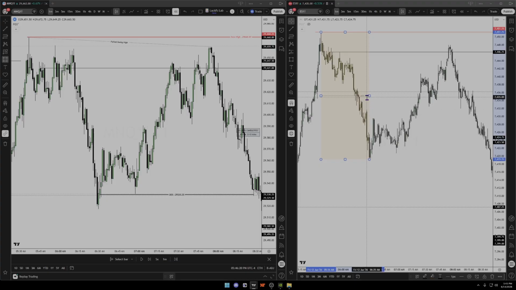Right here, this range is very identical and very similar to what price did here. Not looking the same in the sense of maybe its turning points, but usually 9 times out of 10, the structure does hold up to look the exact same when trading these pairs.